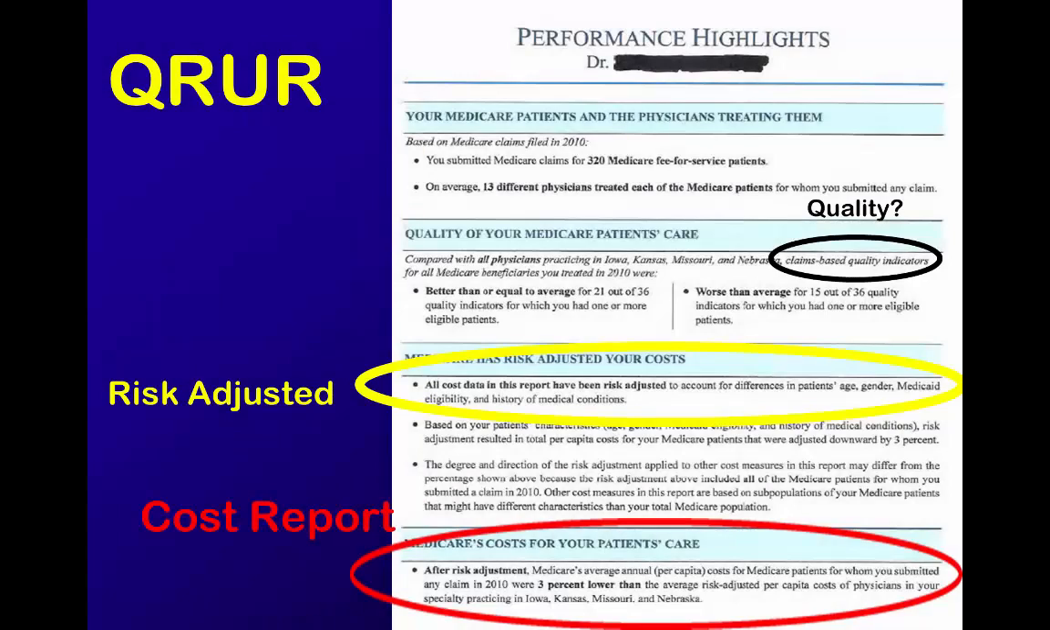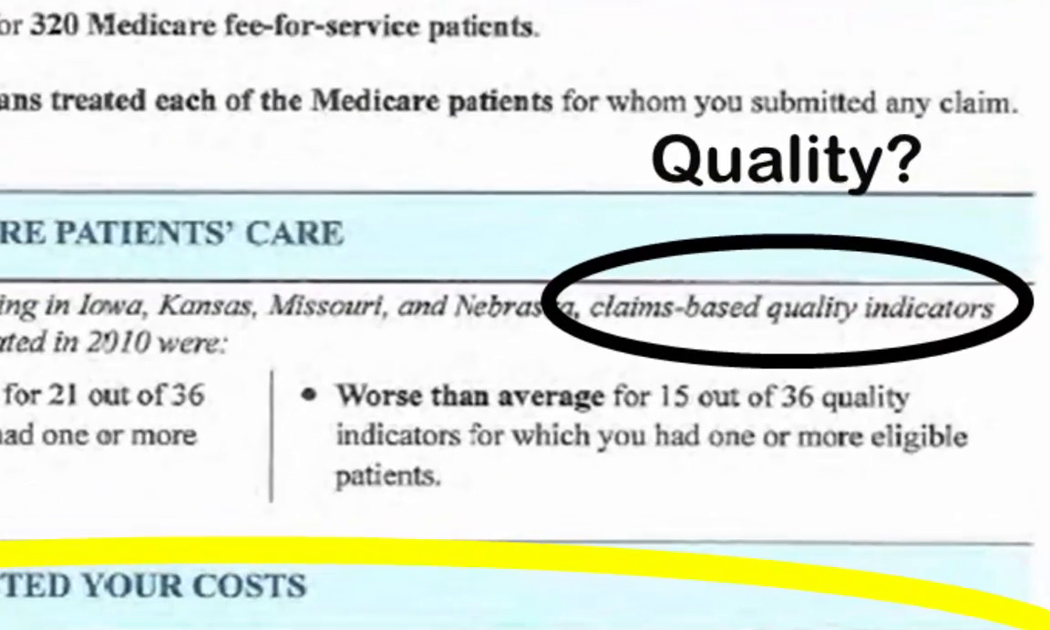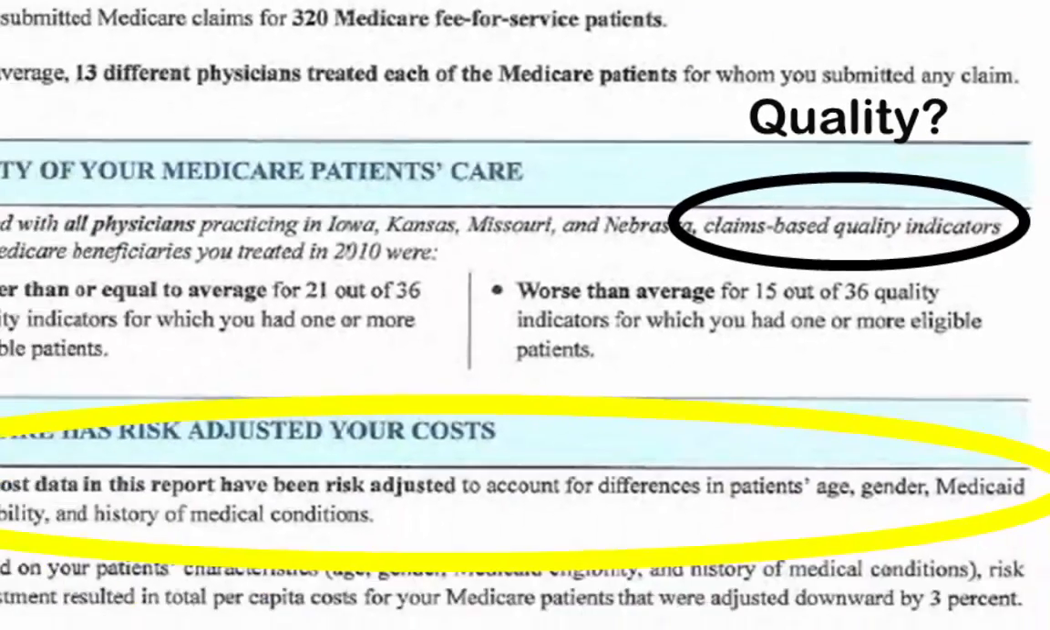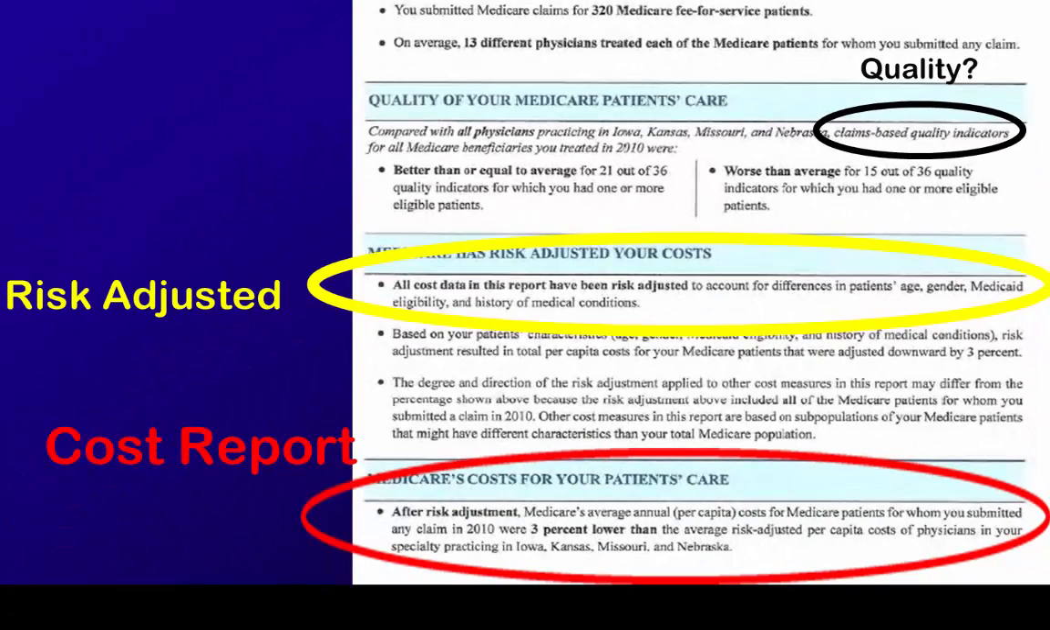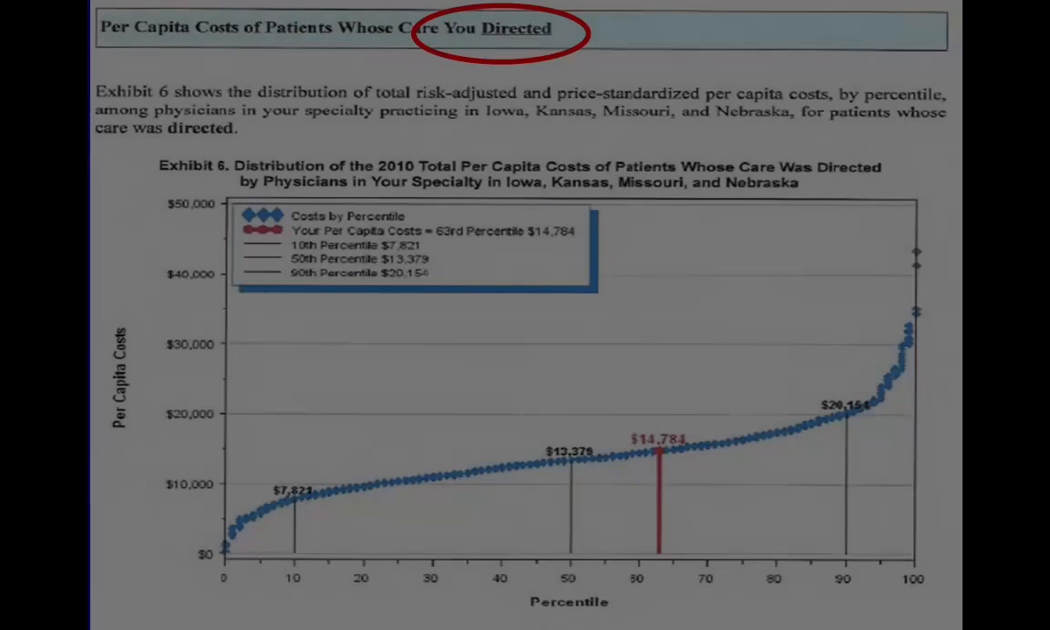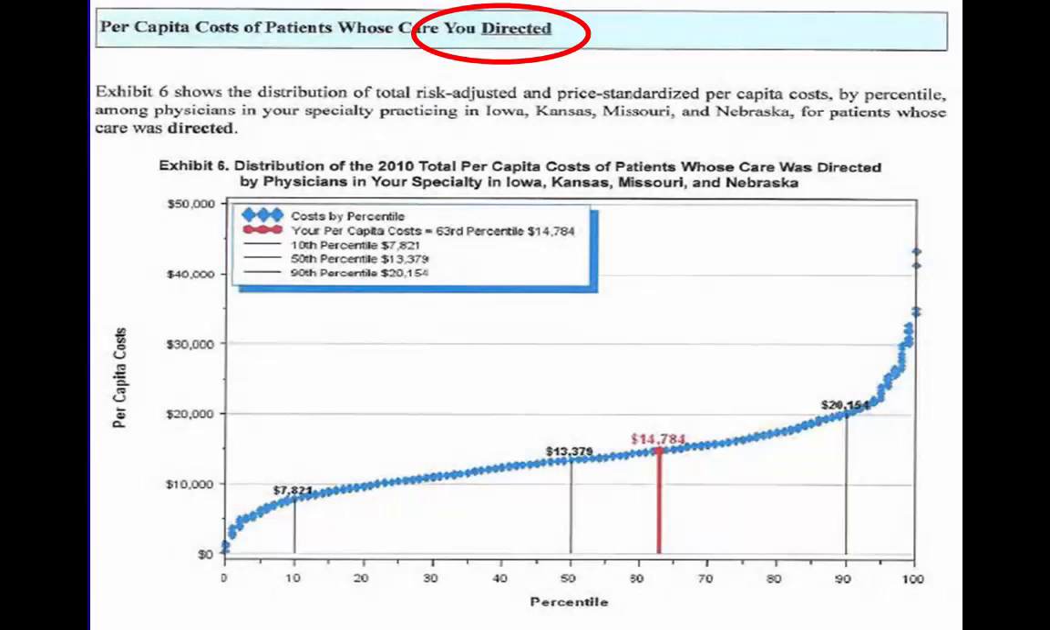The QRUR program came out of a trial in Kansas, Missouri, and Nebraska, and it only looks at the claims-based indicators that Medicare has. The good note is that it is risk-adjusted based on the patient's age, sex, Medicaid eligibility, and history of medical conditions, and they are looking at the costs of the doctors who are spent. So combining both the quality and cost is a good idea. From that data, they create this graph that demonstrates where you sit compared to your peers.